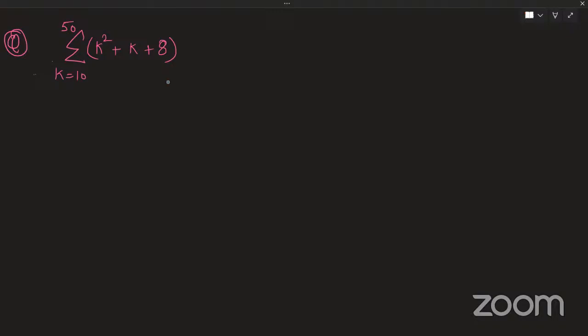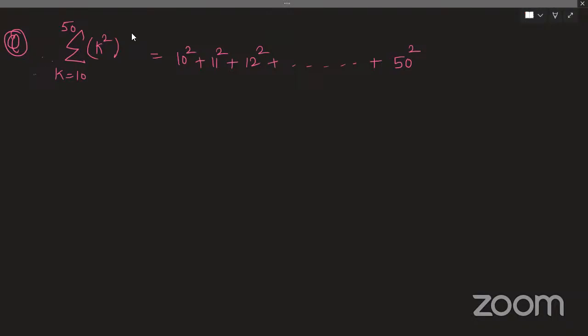Okay, so let me make the question a little bit easier for you. It's basically asking you 10 square plus 11 square plus 12 square plus so on up to 50 square. Okay, how would you do it? Sum of squares of natural numbers up to 50 minus sum of squares of natural numbers up to 9. Exactly.